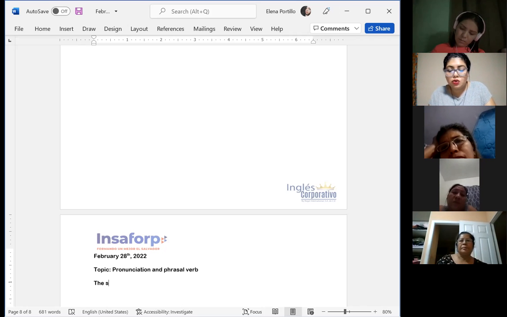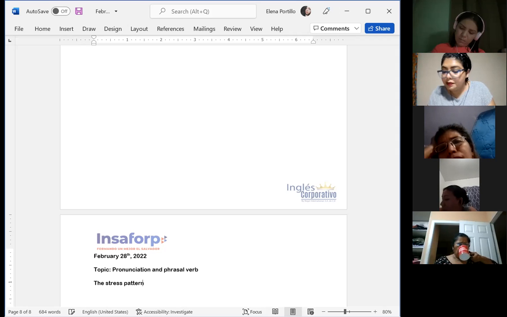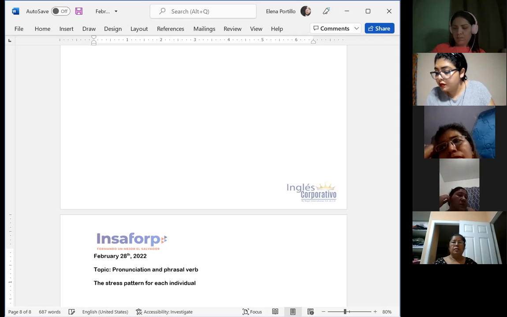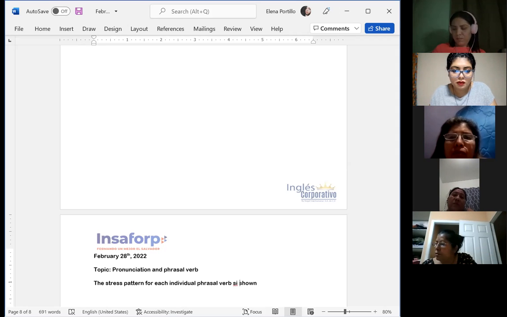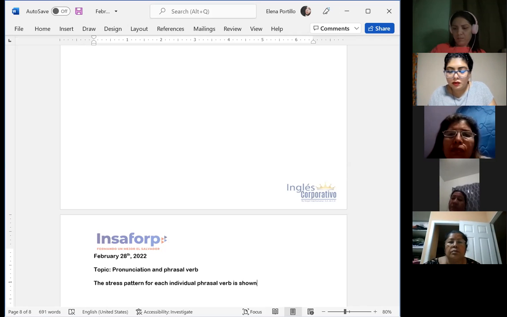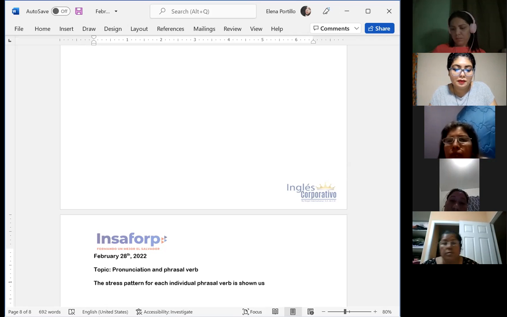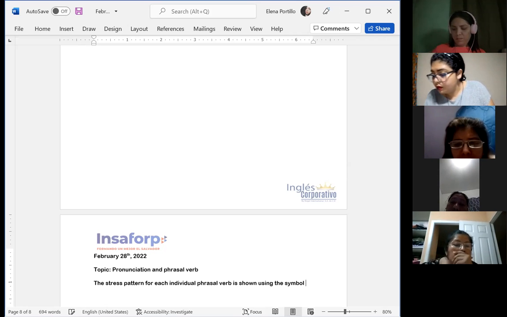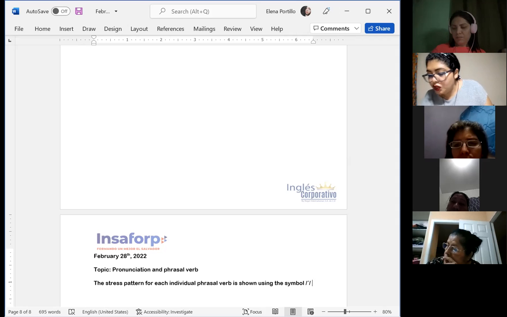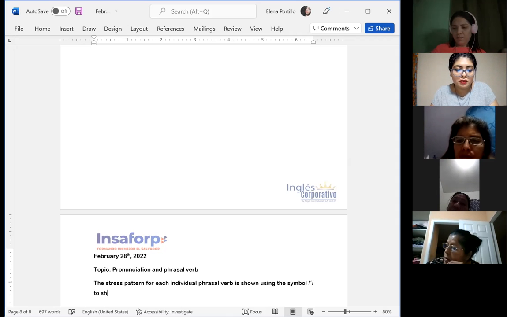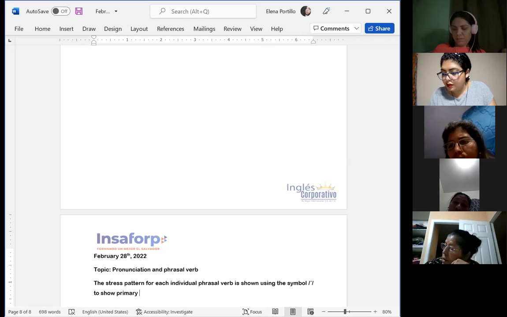And it says that the stress pattern for each individual phrasal verb is shown using the symbol, like that symbol, to show primary stress.